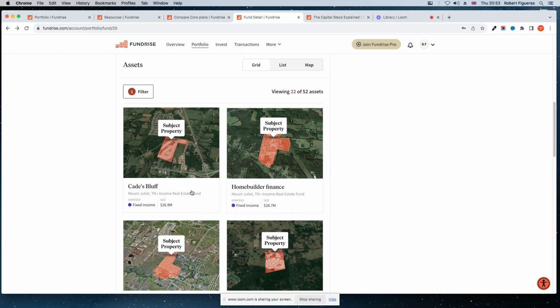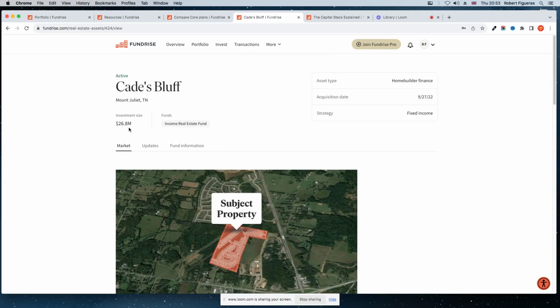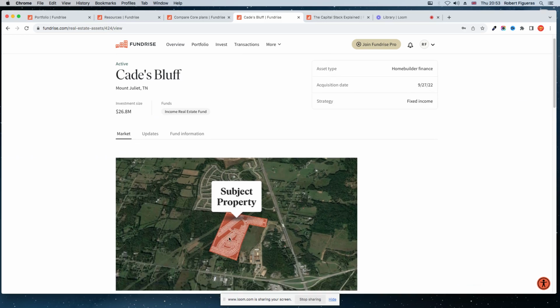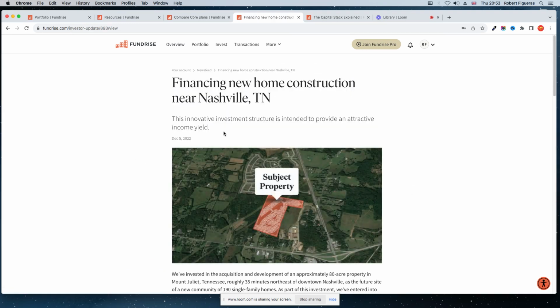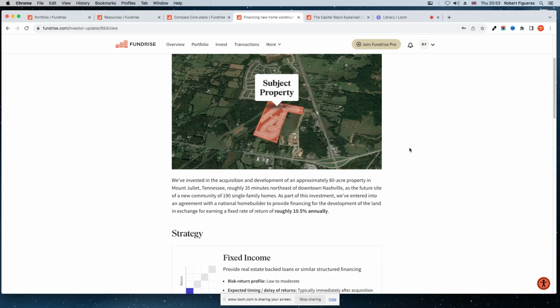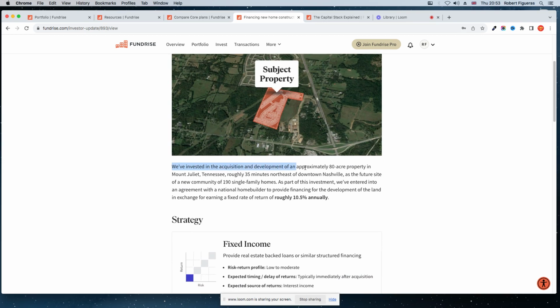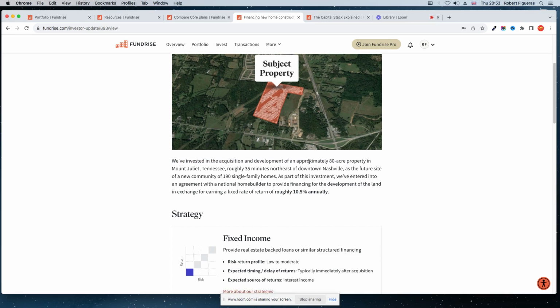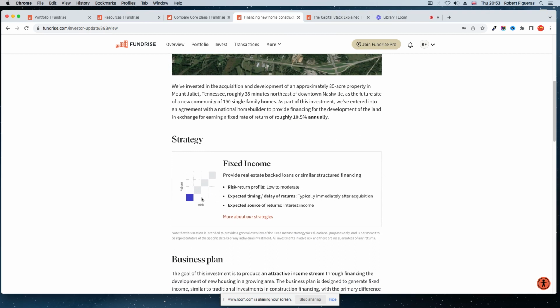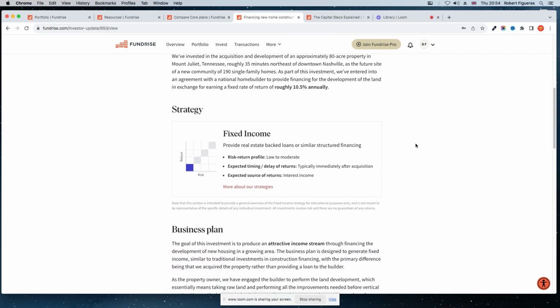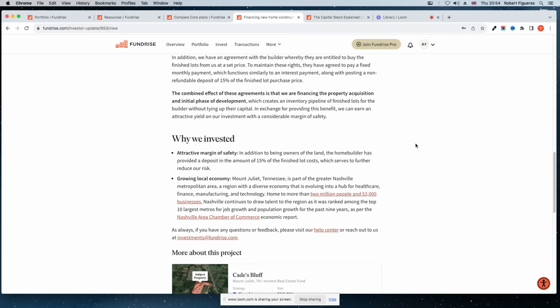So if we open, let's take this one in Mount Juliet in Tennessee. This is a $27 million investment. You can see here the layout of where this will be built. And then I just jump quickly into the update here, where it talks about why they invested in this particular asset. And it says here, this asset, just as an example, is 80 acres, roughly 35 minutes from Nashville. And this has 190 single family homes. And when they provided this investment, they are getting paid 10.5% annually because of this loan. In terms of strategy, it's low to moderate, so it's not very risky in principle to have this type of investment. And then they provide some other information that justifies why they decided to invest.